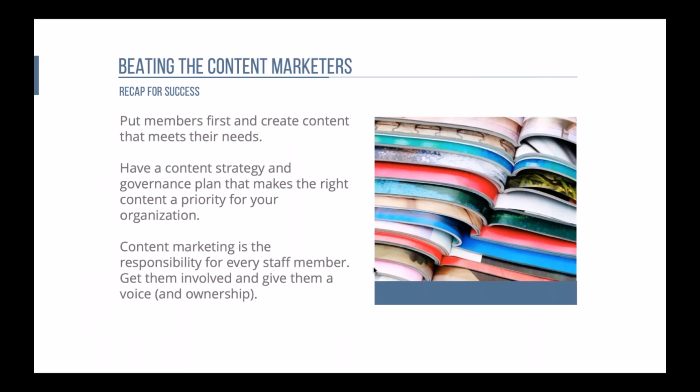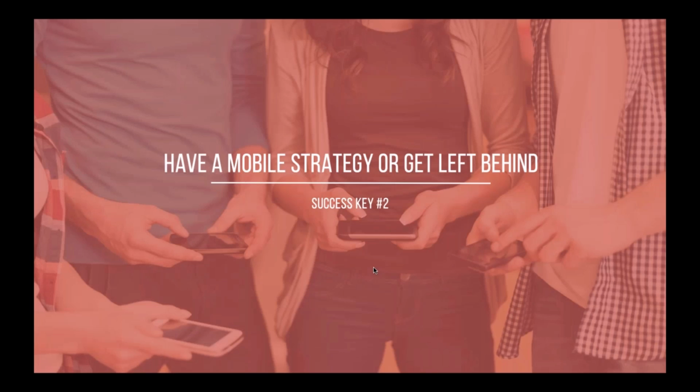So just to recap on key number one, to beat the content marketers, we're gonna put our members' needs first. We're gonna create that content. We're gonna have a content strategy that makes the content the right priority. And we're gonna get everyone involved. So we're gonna spread that content marketing love around, okay? And let's get into our next key, which is having that mobile strategy, okay?